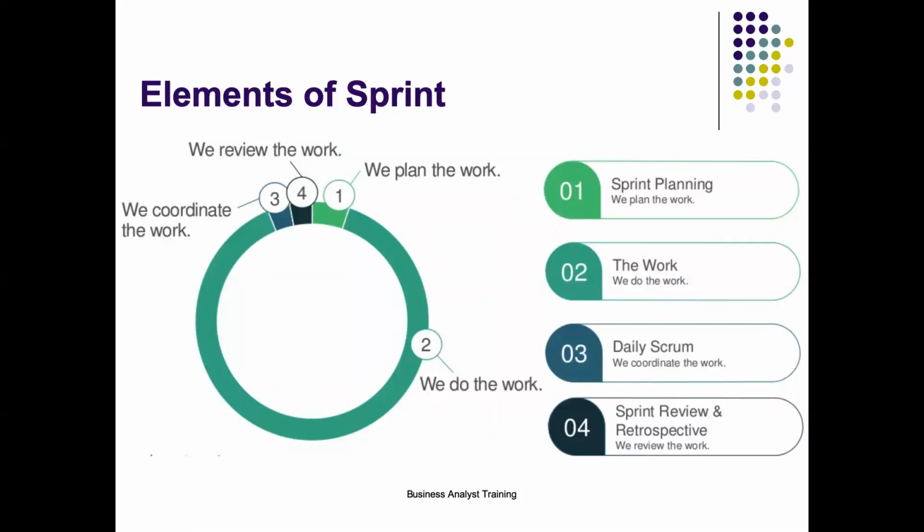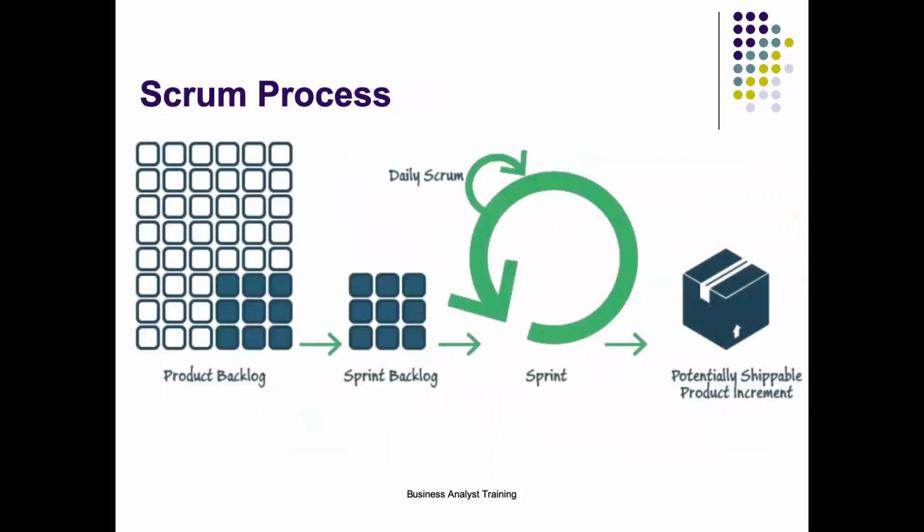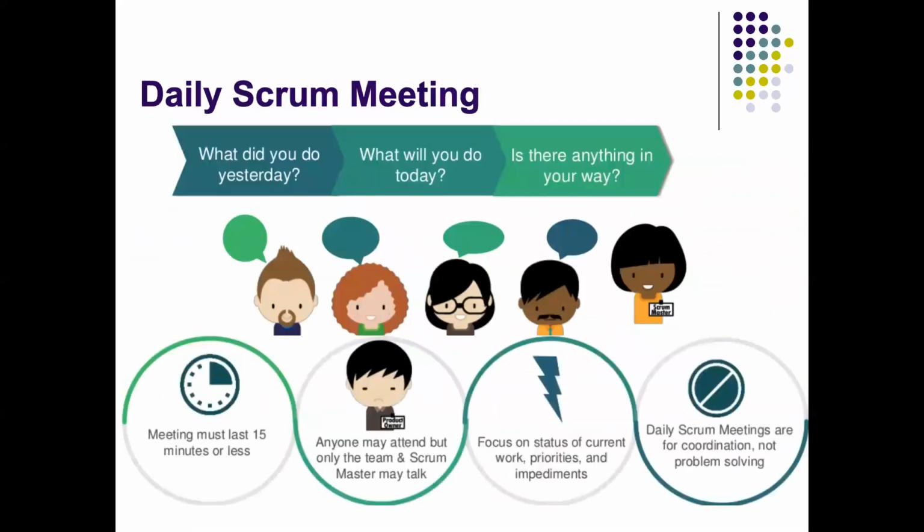Sprint planning, the work, daily scrum, sprint review, retrospective. I think we talked about it. Daily scrum, three questions: What did you do yesterday? What will you do today? And is there anything in your way? So this is what everyone answers. It's a 15 to 20 minute meeting, a quick meeting, so that no one's time is wasted. That is your scrum meeting.